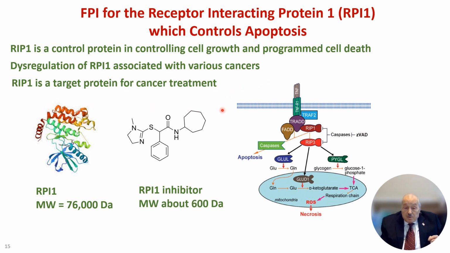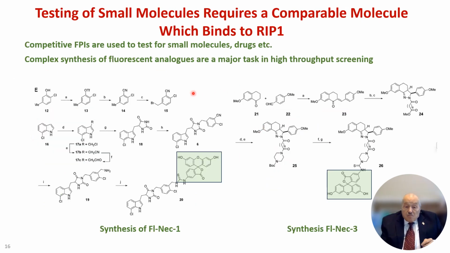They might be able to, if necessary, inhibit the activity of this protein by designing a drug that will inhibit it. So here we're starting with the RPI1, 76,000 Daltons. We're starting with an inhibitor that's going to be at a 600 molecular weight, and we want to use these species to develop an immunoassay for RPI1, which we're going to use to develop a drug against RPI1.